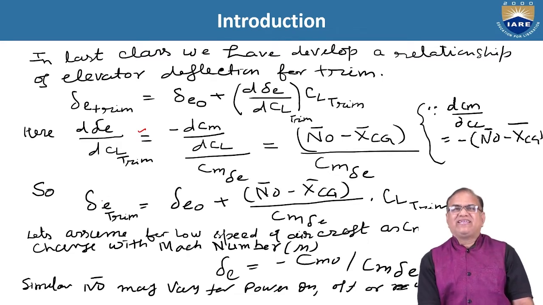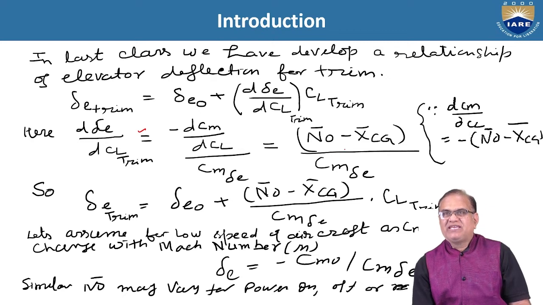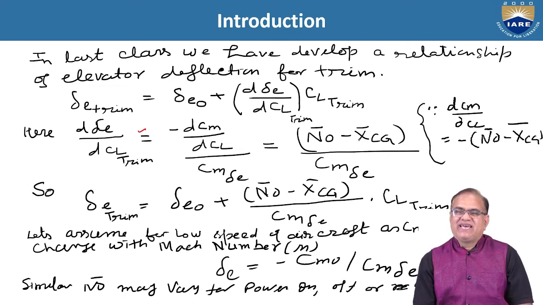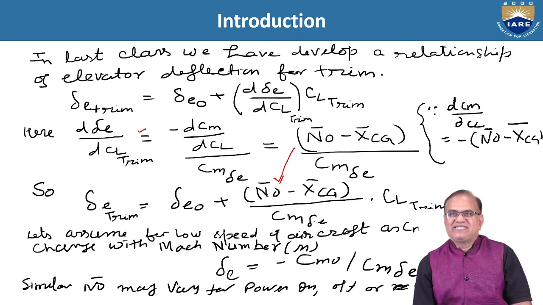So we can write that delta E trim is now delta E naught plus d delta E by dCL. We can replace it by N naught bar minus X CG bar by Cm delta E. So we have got here delta E naught plus N naught bar minus X CG bar divided by Cm delta E into CL trim.